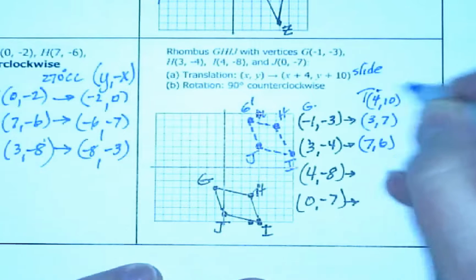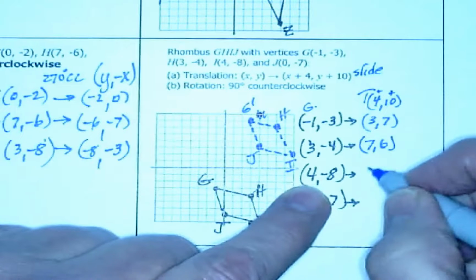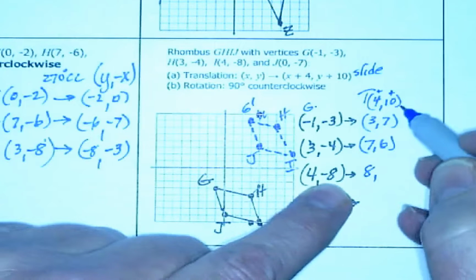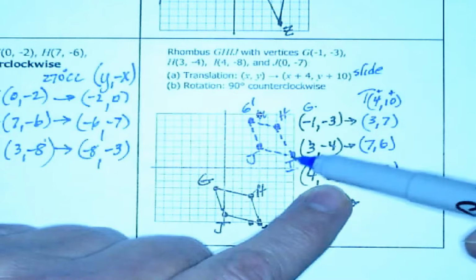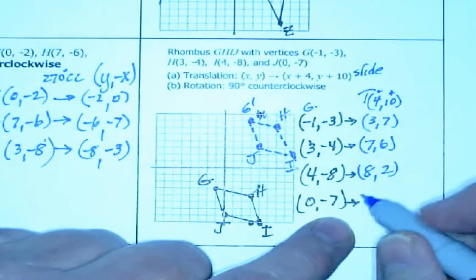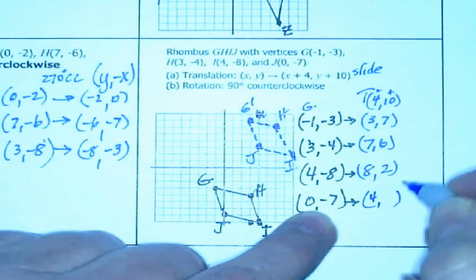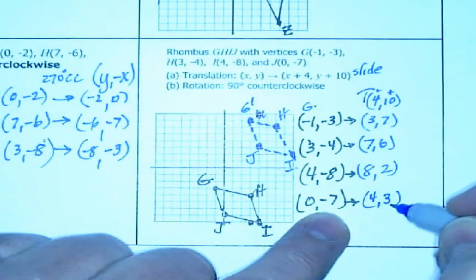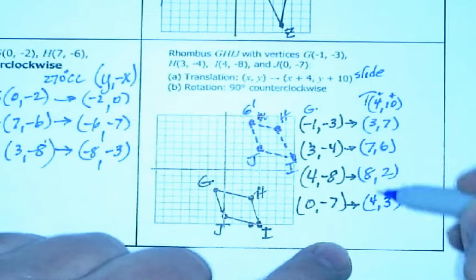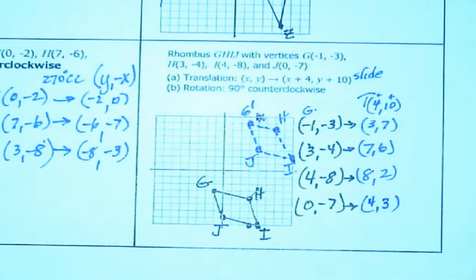Remember, this was a +4 and a +10. So to the x coordinate, I'm going to add 4. And to the y coordinate, I'm going to add 10. There's my point right here. To the x coordinate, I'm going to add 4. To the y coordinate, I'm going to add 3. Negative 7 + 10 is +3. So these are the 4 points for this second image here. You notice I just kind of dotted it because that's not our final answer. That's just one of the steps to get there.